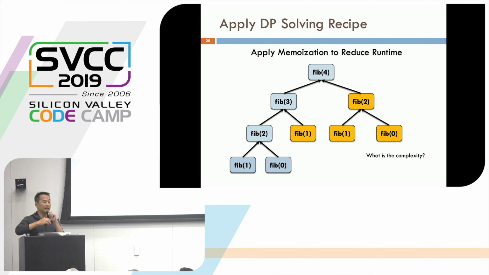So if you look at that, if we do memoization, then the only nodes that we have to solve for are the ones in blue. So now what is the complexity? It becomes O of n now, instead of 2 to the n. Okay, so that's the power of dynamic programming using memoization. It's all about trading space to speed up the runtime.